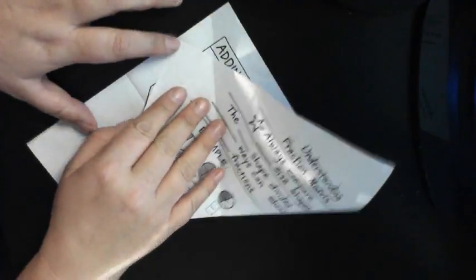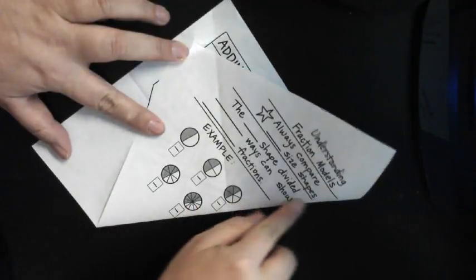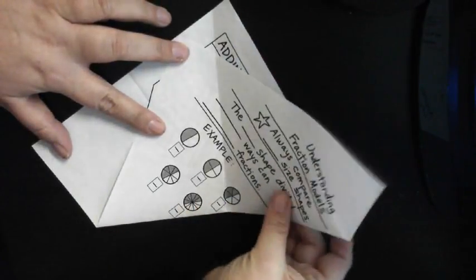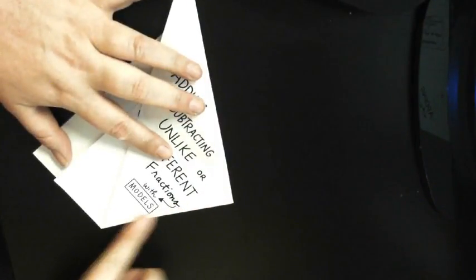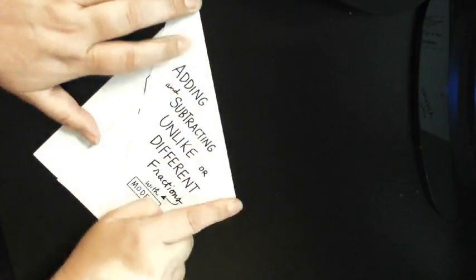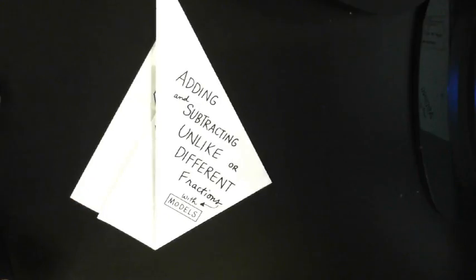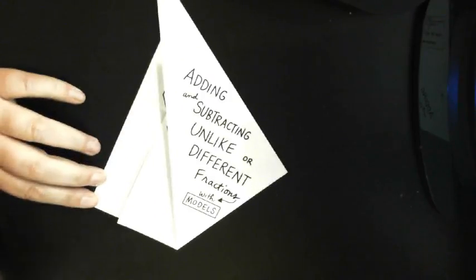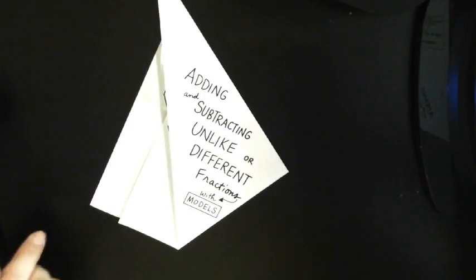Take the bottom, pull it over to the very top one, make a full crease, bring this down so that it lines up with that, make another full crease, and that's your little foldable. All right, don't forget that you can rewind if you get troubled and if you need help. So the first thing we're going to talk about today is understanding fraction models.